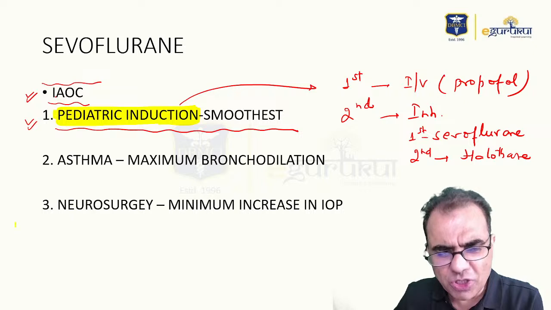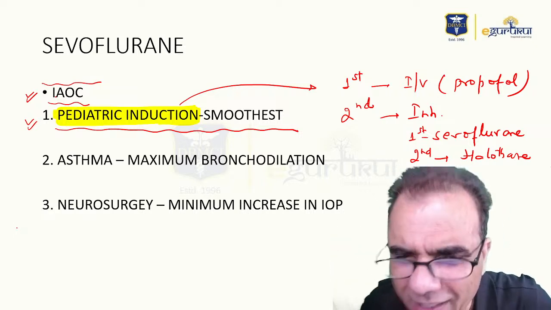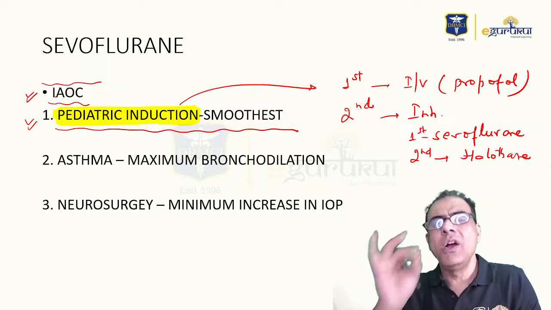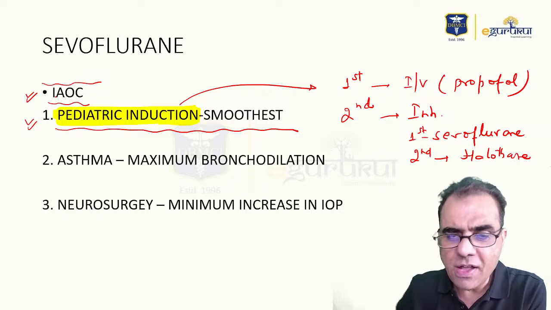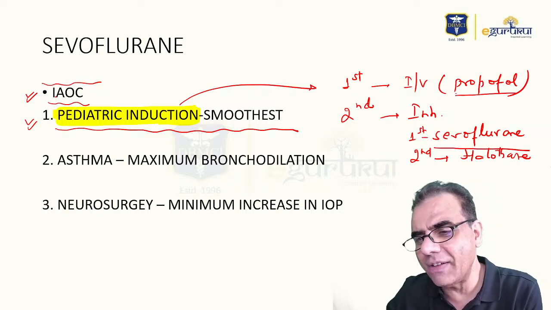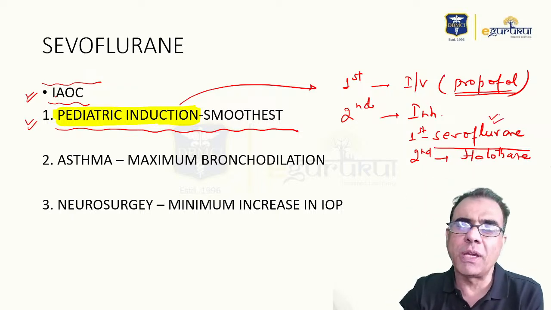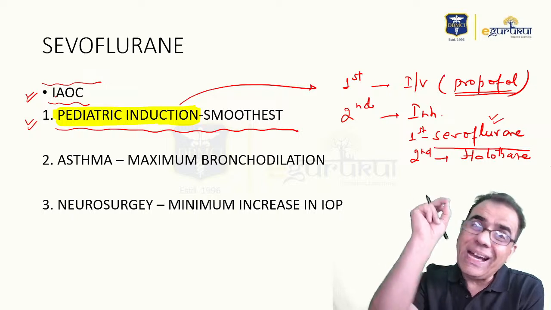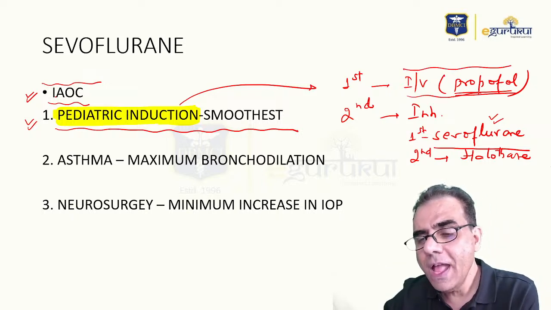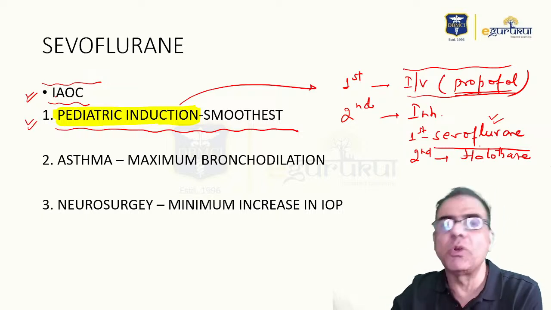Like I've seen a question, I think in FMG, and the same question in NEET also, I think 2 years back, where they have given that a child is coming for induction. What should be the first choice of induction? First option was sevoflurane, and last option D they had given as propofol, and the majority of students opted sevoflurane, and the question became wrong. They asked for the induction agent of choice, so the induction agent of choice will always be IV. If IV is not possible, then the second choice will be sevoflurane.